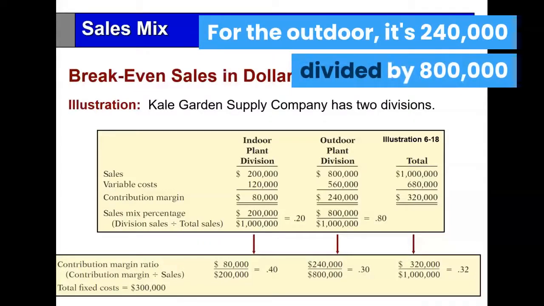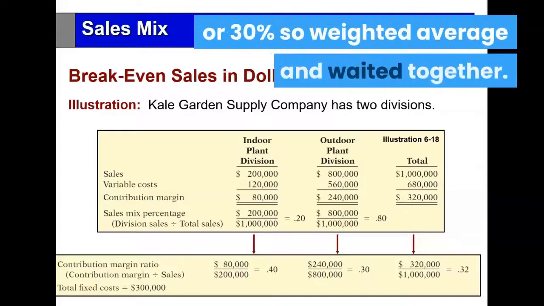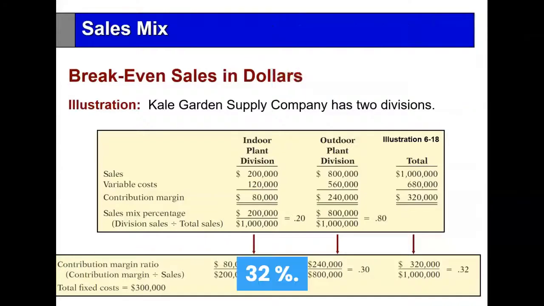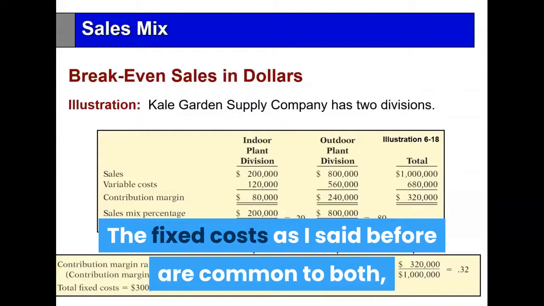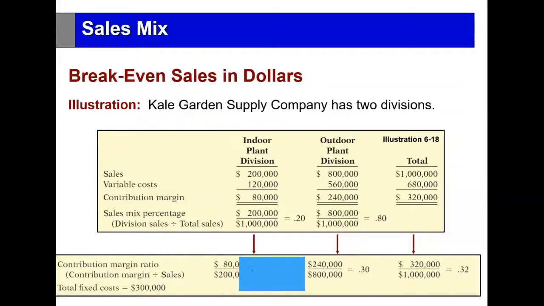Now you can see right off, if I have $1 million in sales and 200 are indoor and 800 are outdoor, then I would say, okay, the sales mix then would be 200 divided by $1 million, or 20%. And the outdoor would be 800 divided by $1 million, or 80%.